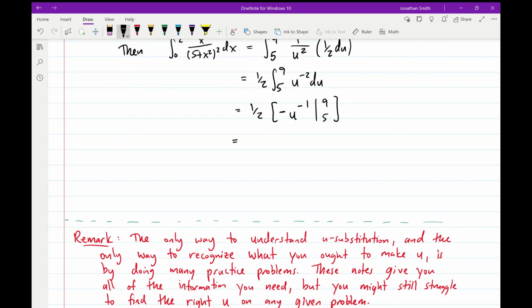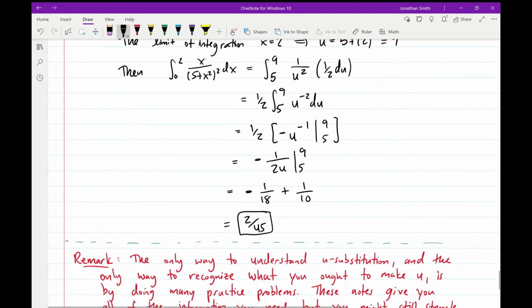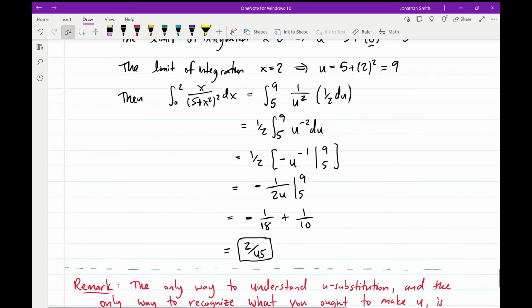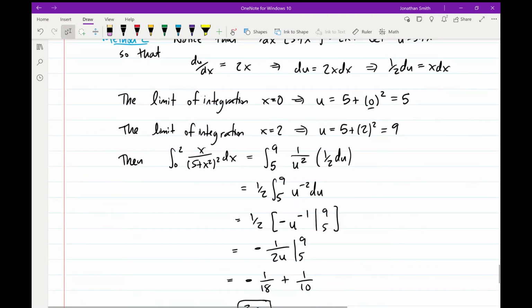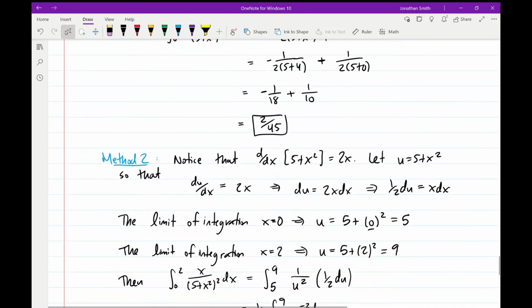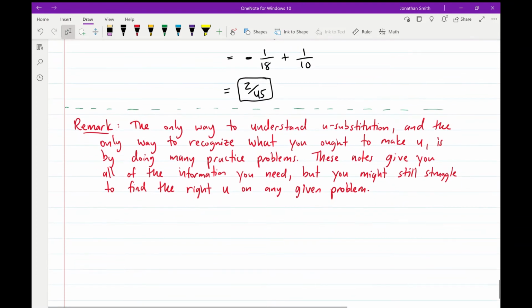And this is going to give me a minus 1 over 2u evaluated from 5 to 9. And now I can plug in, and I end up with something that looks very familiar. So I have a minus 1 over 18 plus a 1 over 10. And again, if you simplify this, you end up with 2 over 45. So in this second method, we never substitute back in terms of x. We just change the limits of integration from x equals 0 to x equals 2 to u equals 5 to u equals 9. And then we do the entire rest of the problem in terms of u instead. But either of these methods works perfectly fine. But there will be different questions that are going to force you to know how to do either one. So I'll test you on both of them.